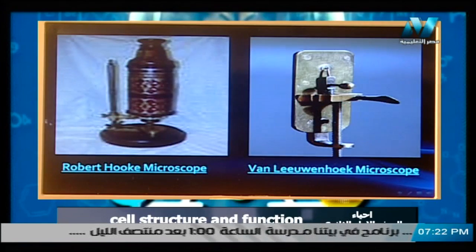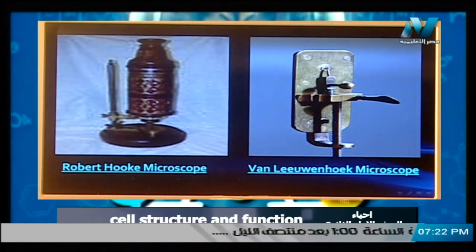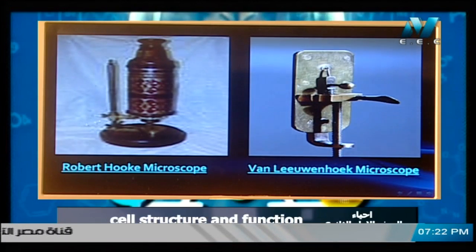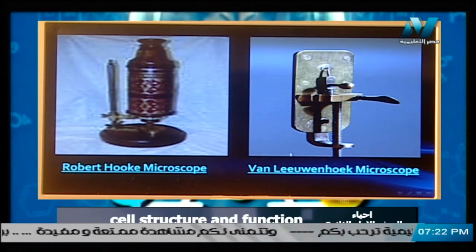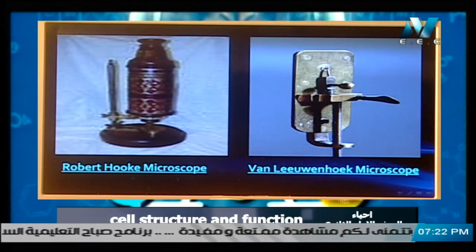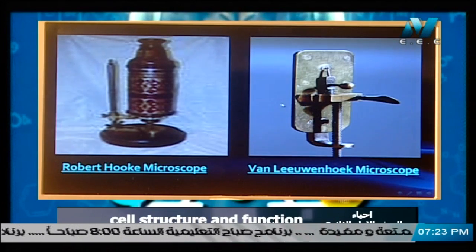I brought you two pictures of the two microscopes. The first picture, this is the microscope made by Robert Hooke, the first one. The second microscope was made by Van Leeuwenhoek, okay, which magnified objects 200 times.